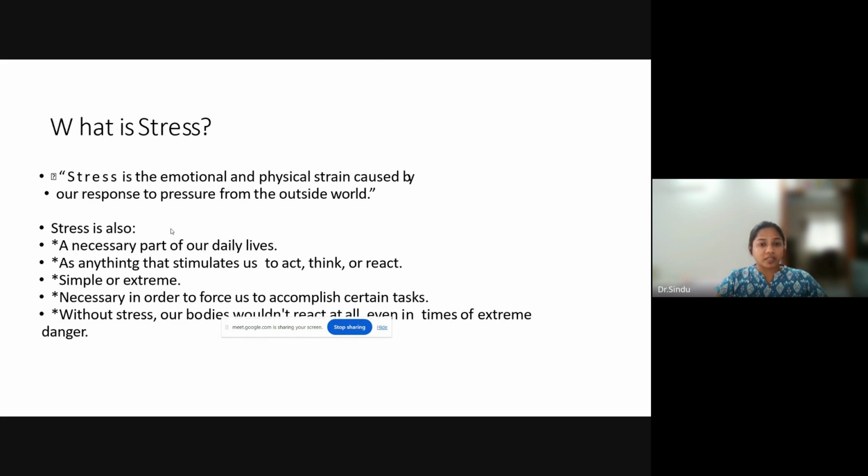There are many factors influencing the emotional and physical strain. That leads to the pressure, which is called stress. Stress can also be a necessary part of our daily life sometimes, that means in a positive manner. Anything that stimulates us to act, think or react also causes stress. Sometimes when you feel extreme surroundings, you can also get stress. Sometimes it is necessary in order to force us to accomplish certain tasks.